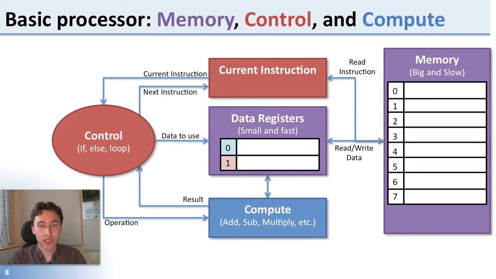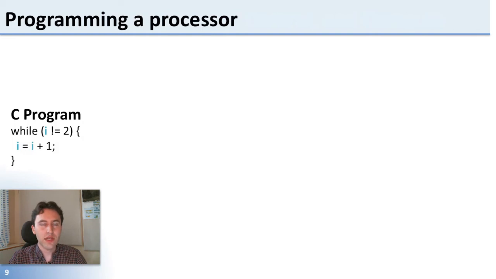So here's the basic processor. We've got memory units in purple, control units in red, and compute units in blue. So let's take a look at how we program a processor, and then we'll take a look at how the processor actually runs the program.